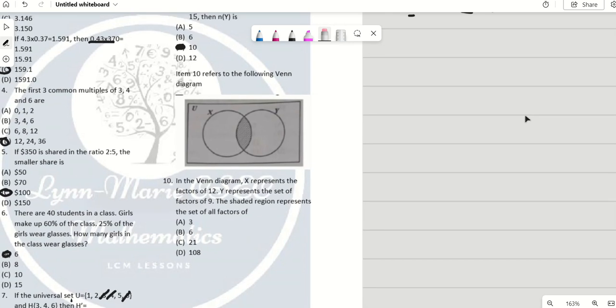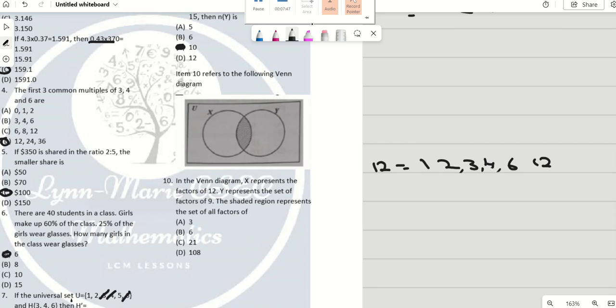Item 10 refers to the following Venn diagram. In the Venn diagram, x represents the factors of 12, y represents the factors of 9. The shaded region represents the set of factors of. So when you're doing this question, okay, let's do this question, right? They said the factors of 12. Let's write the factors of 12. I was getting confused with the multiples. Factors of 12 would be, what numbers could go into 12? 1 and 12. 2 and 6, 3 and 4. These are my factors of 12, right? Then we want the factors of 9, which is 1, 3, and 9. These are my factors of 9.